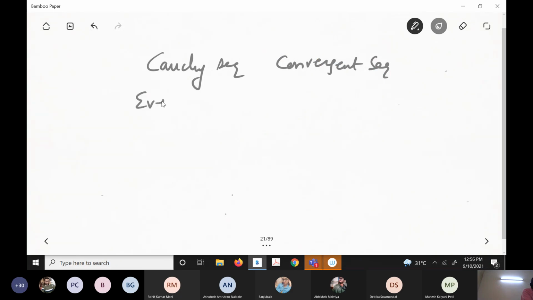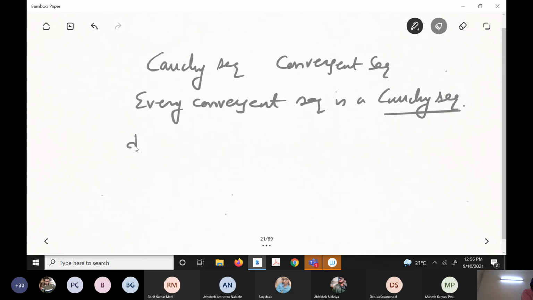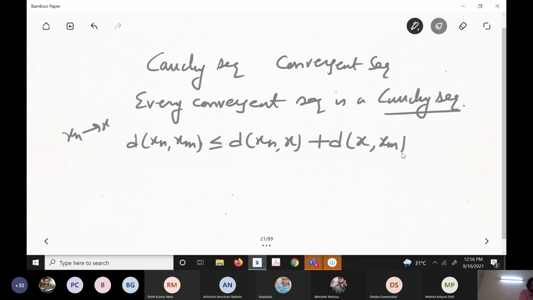Every convergent sequence, you can prove that, is a Cauchy sequence. That follows from the definition. Look, d(xn, xm), triangle inequality. You can write, suppose xn converges to x. Got it? So this goes to 0 as n tends to infinity. This goes to 0 since it converges. Okay. So that this is a Cauchy sequence.